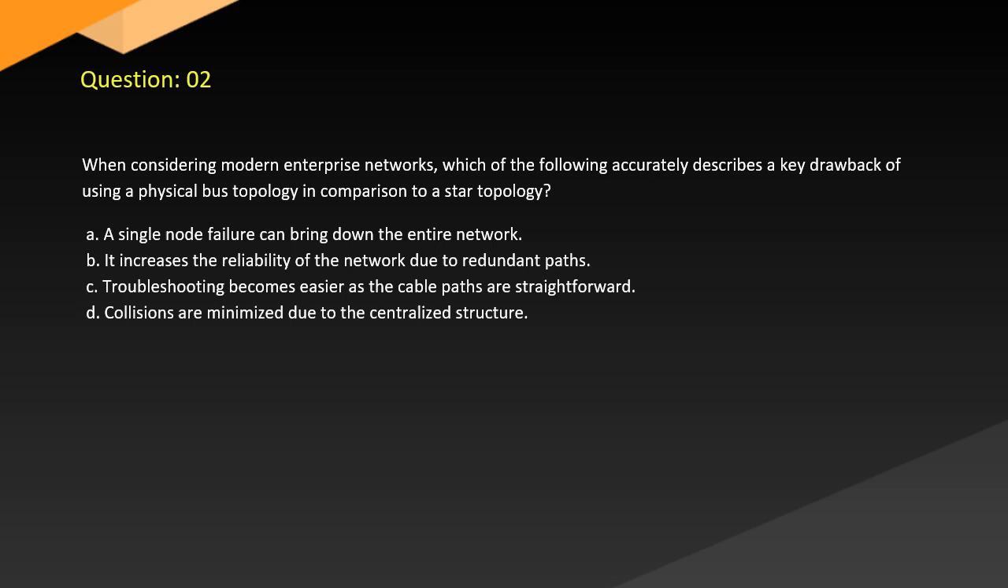Question 2. When considering modern enterprise networks, which of the following accurately describes a key drawback of using a physical bus topology in comparison to a star topology? A. A single node failure can bring down the entire network. B. It increases the reliability of the network due to redundant paths. C. Troubleshooting becomes easier as the cable paths are straightforward. D. Collisions are minimized due to the centralized structure.